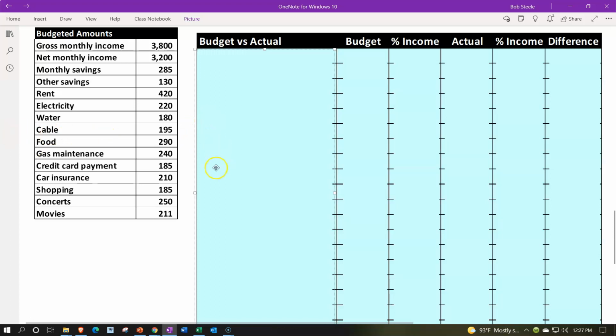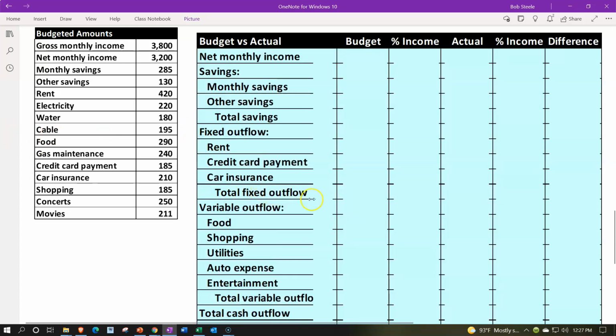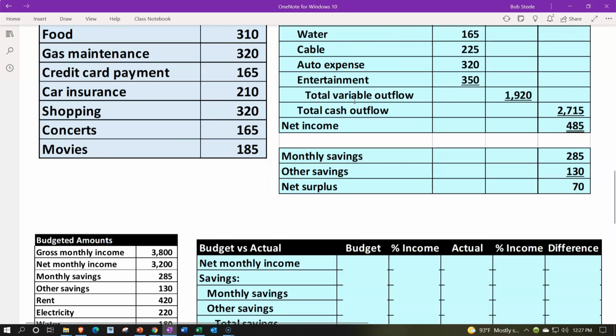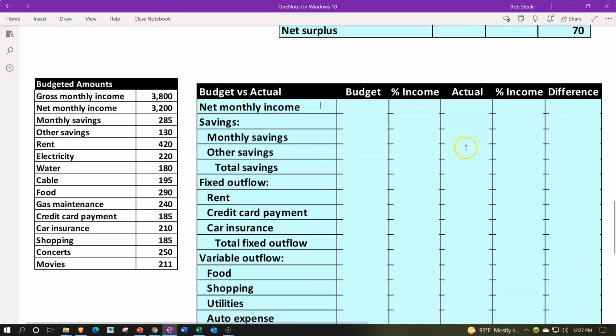Okay, so our budgeted information, we're going to be pulling from the data on the left-hand side. Notice we're just going to copy the same formatting here as we had in our income statement. And then we're going to have the same numbers for the actual numbers in this column.